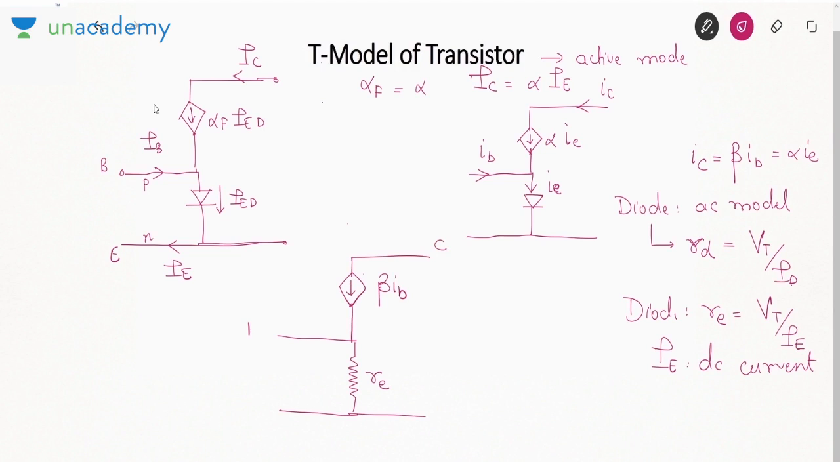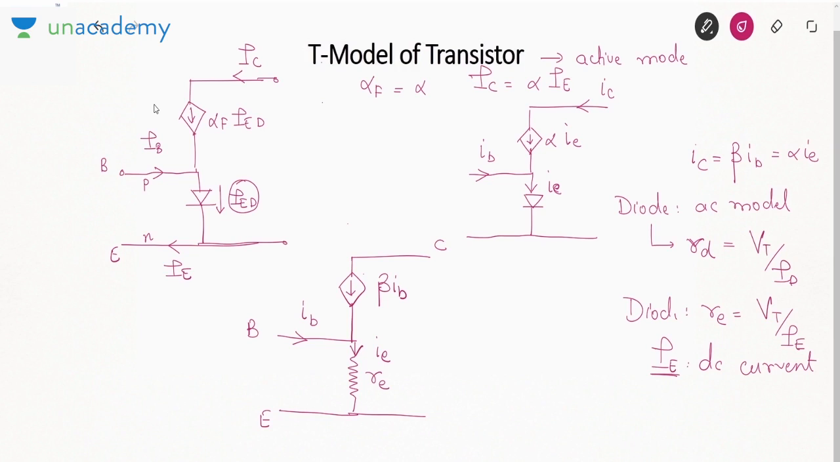This is the collector, the base current is IB, and this current is IE. So that is the model of your common emitter configuration. Since the diode carries a current IE, the diode resistance is VT by IE. But remember, when we want to find the resistance for the AC model, we make use of the DC current. If you are not able to remember this, go back to the diode lecture and see where I have introduced the AC model of a diode.